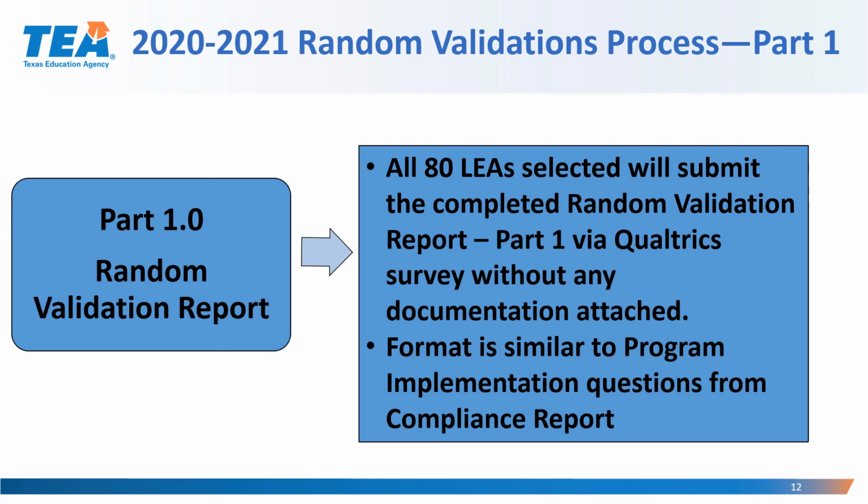In Part 1 of the random validation process, all LEAs that are selected will submit the completed random validation report, Part 1, via a Qualtrics survey without any documentation attached. The format to the questions that will be asked are similar to the program implementation questions that LEAs are accustomed to seeing on the compliance reports.